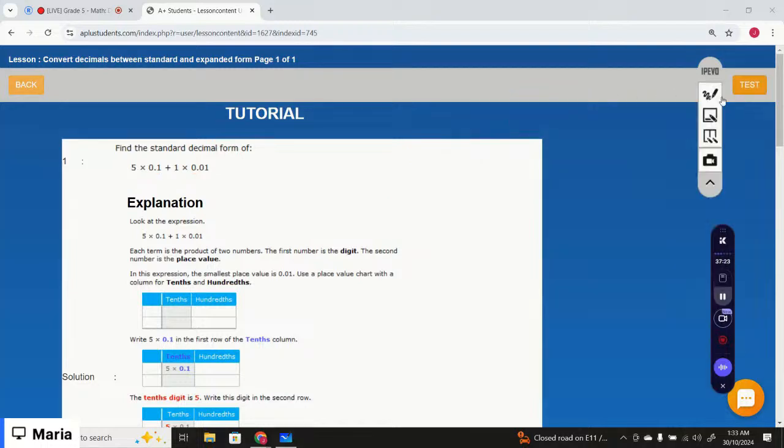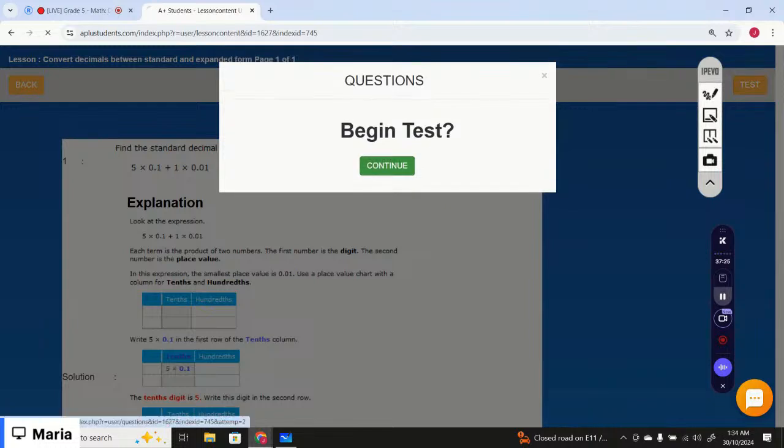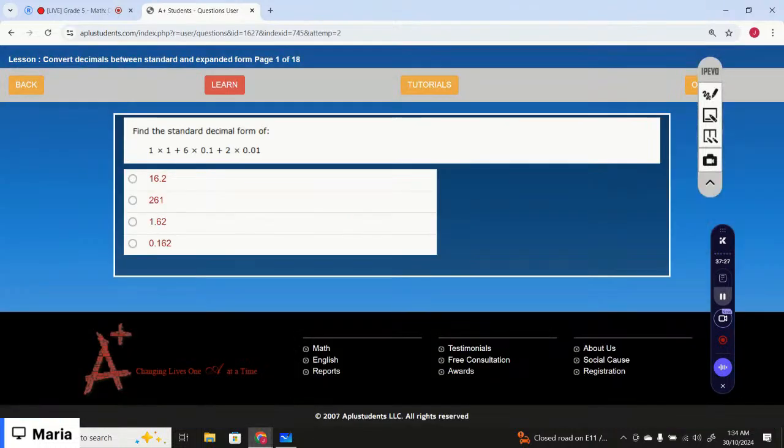Let's just start with the test questions. Find the standard decimal form of 1 times 1 plus 6 times 0.1 plus 2 times 0.01. So which is the correct option?